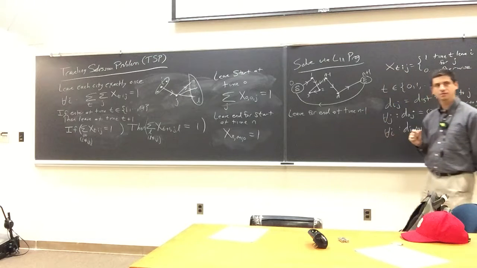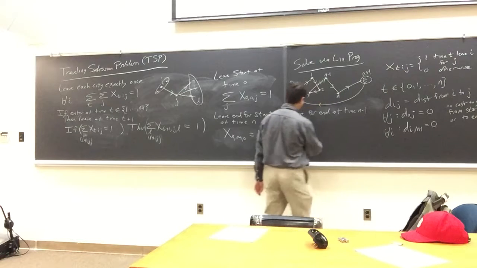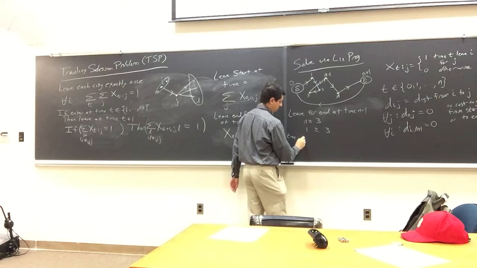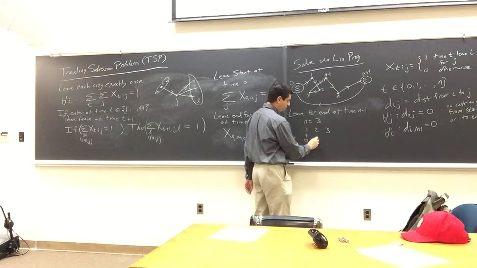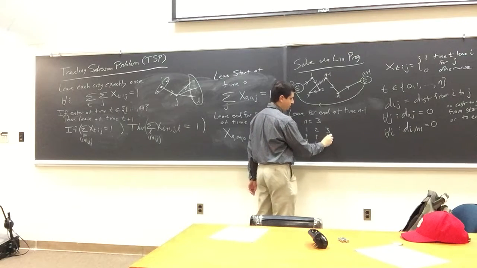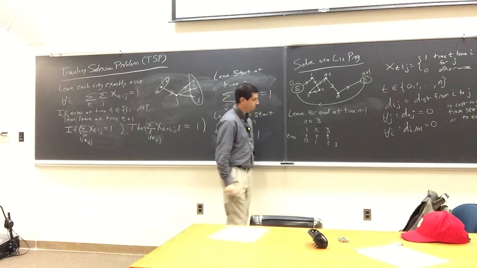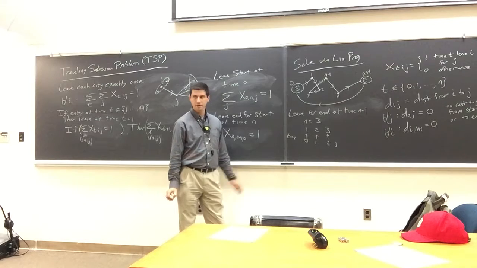Wait, but we have n plus 2 cities now, because we had 1 to n and then we added 2 more. So let's check. We leave start at time 0. Let's say n equals 3, so we have 3 cities: 1, 2, 3, plus start and end. At time 0 we leave start, and say we go in order. At time 0 we go to 1, and then at time 1 we go to city 2. At time 2 we go to city 3, and then at time 3 we go to the end. So we leave the end for the start at time n plus 1, which means we leave for the end at time n. Yeah.